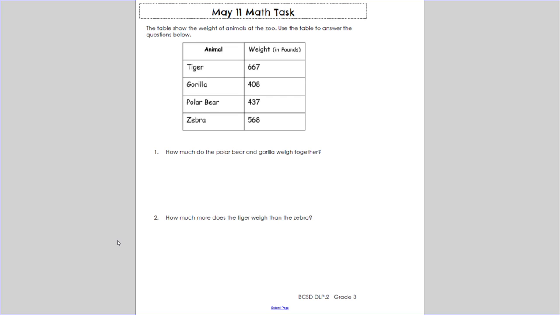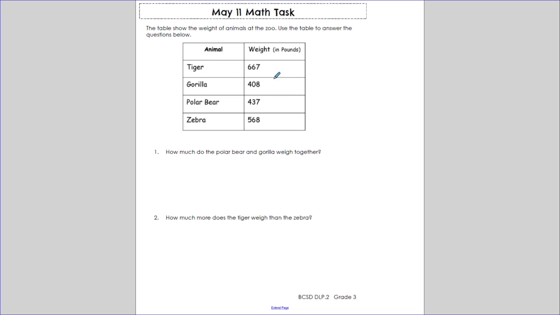All right, boys and girls, today's May 11th math task. We're shown a table that shows the weight of animals at a zoo. We're going to use the table to answer the questions below. So here's my animals in this column and their weight in pounds in the column next to it.